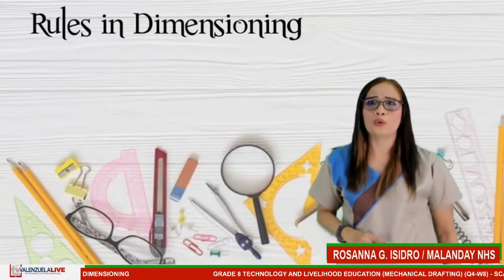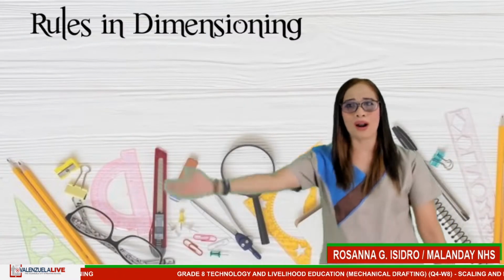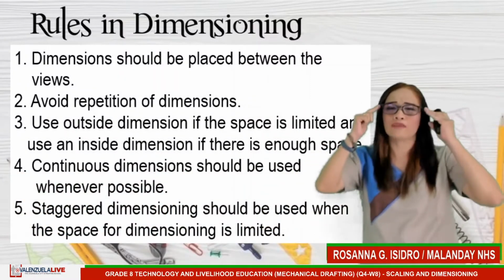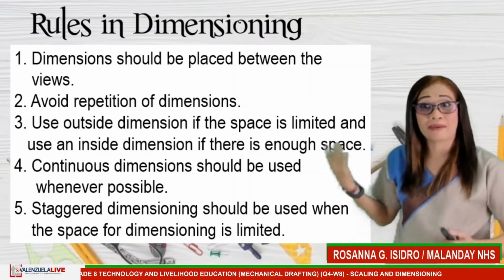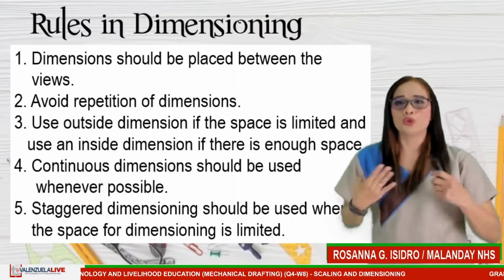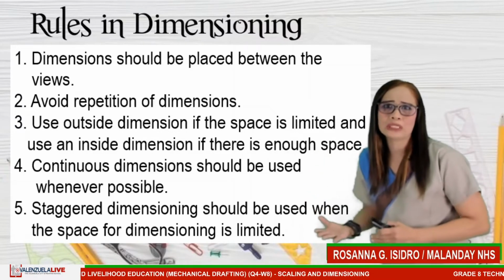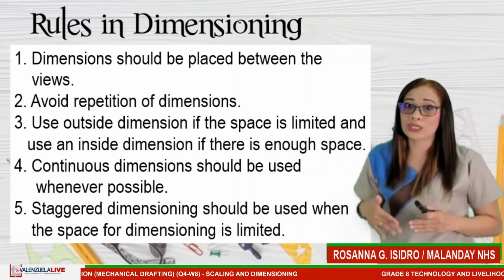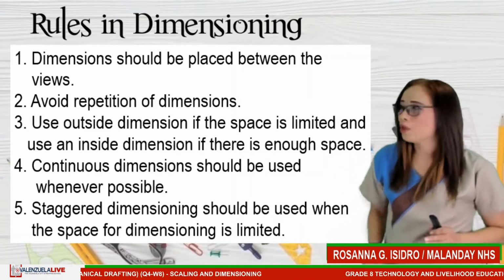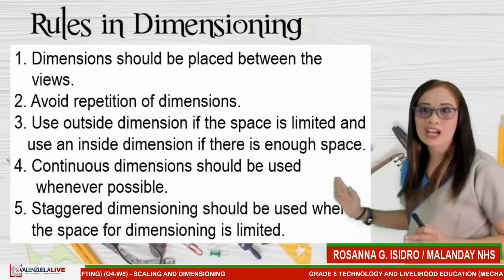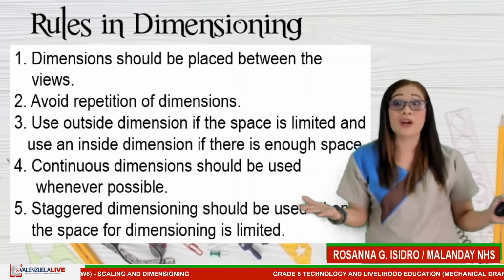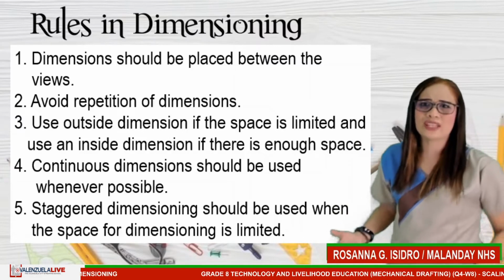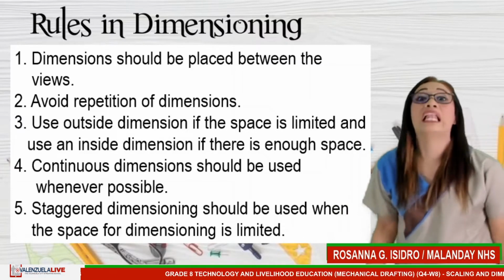There are also rules in dimensioning, and those are, first, dimension should be placed between the views. Number 2, avoid the repetition of dimension. Number 3, use outside dimension if the space is limited, and use an inside dimension if there is enough space. Number 4, continuous dimension should be used whenever possible. Number 5, staggered dimensioning should be used when the space for dimensioning is limited.